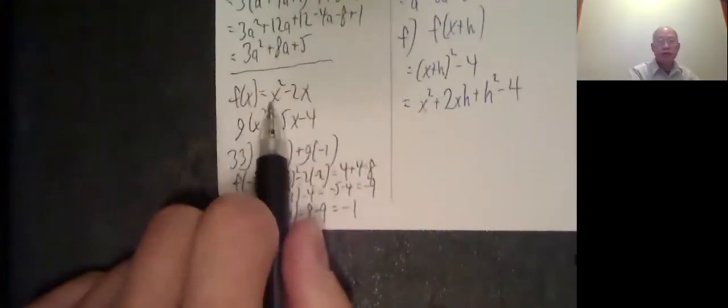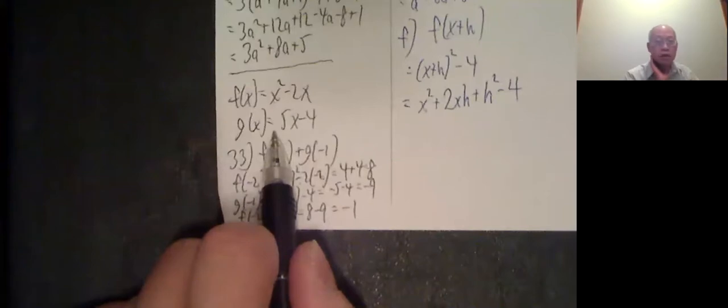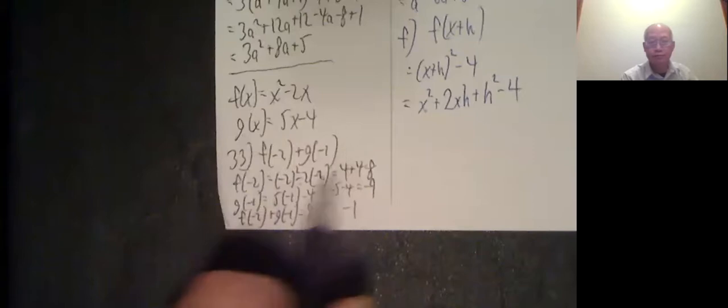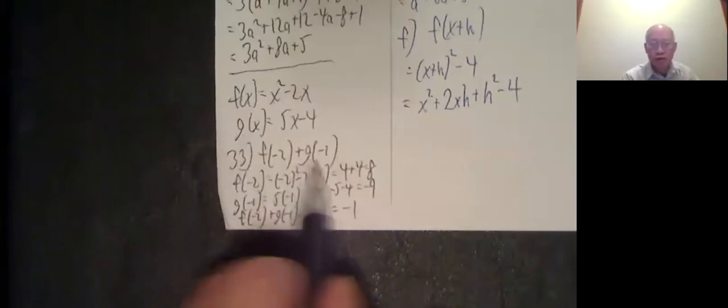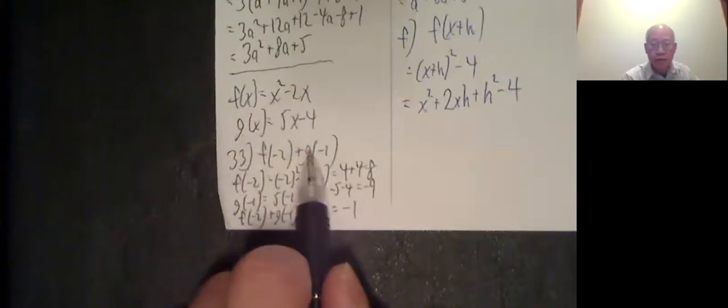Next one, the functions are x squared minus 2x for f, and g is 5x minus 4. Okay, you can talk about as many functions as you want at a time. Maybe the next one is h of x or whatever. This one says f of -2 plus g of -1. So I figure out this one by plugging in -2. I figure out this one by plugging in -1.